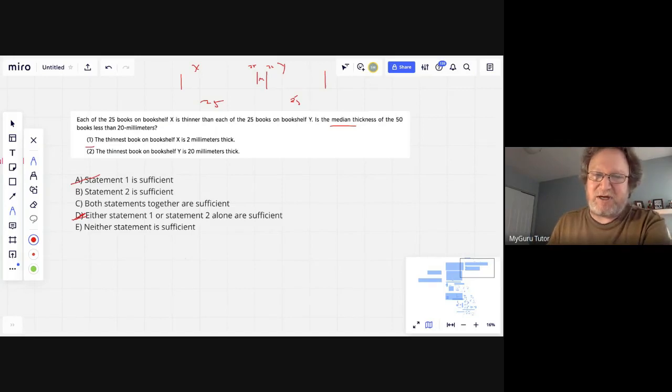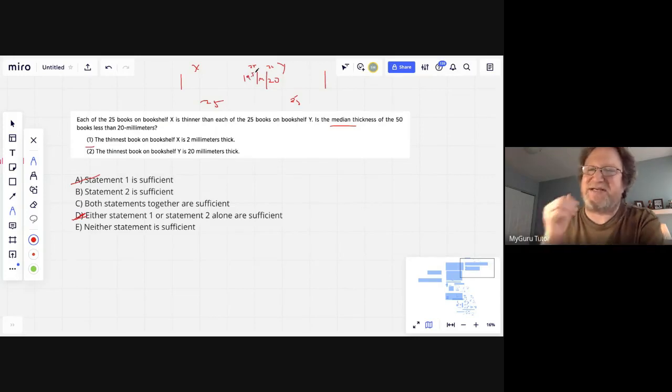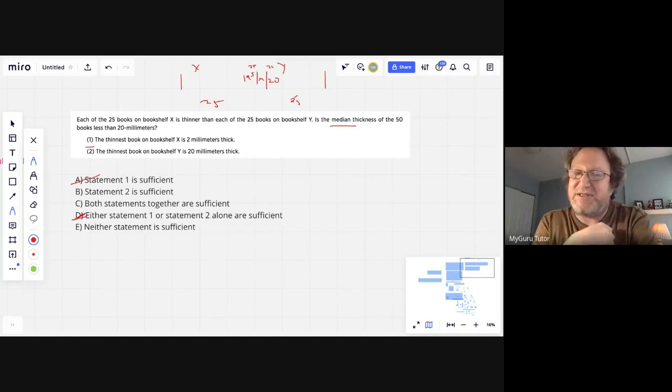Okay. What about statement 2? If the thinnest book on Y is 20 millimeters thick, and we want to know if the median is less, okay? Well, the thinnest book here is going to be 20. Now, here's the thing. It says that everything on shelf X is less than that, right? So we can't have a 20 millimeter book on X. We're going to get stuck at maybe 19 or 19 and a half or whatever, right? It's going to be something less than 20. Even if it's 19.999, it's got to be less than 20.